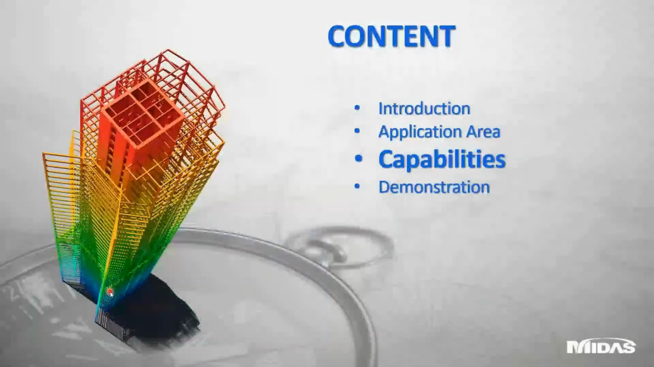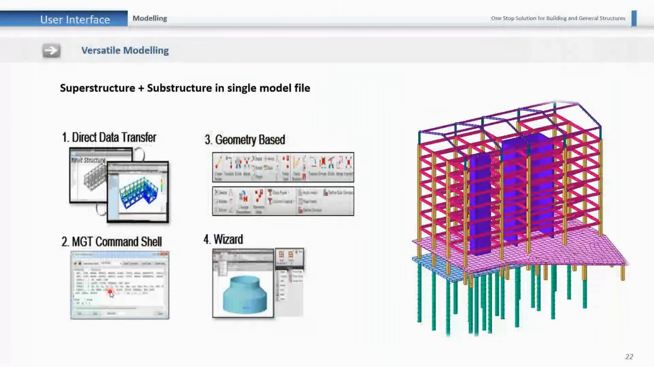Talking about the capabilities, we provide very intuitive modeling. Basically, superstructure and substructure both can be modeled in a single model file, so no need to go for multiple software for these conditions. We can model them in the same model file, as well as analyze and design them in the same model file. The modeling type for Midas Gen is node and element based modeling, which is more or less the same as STAAD.